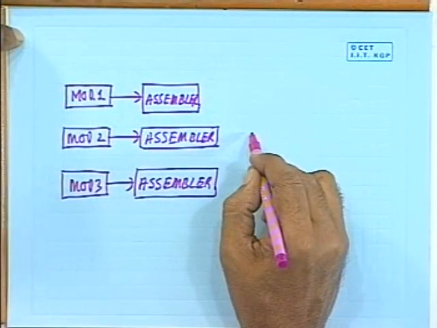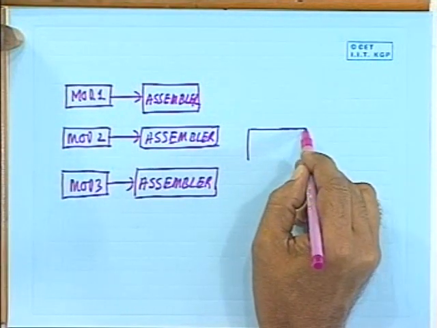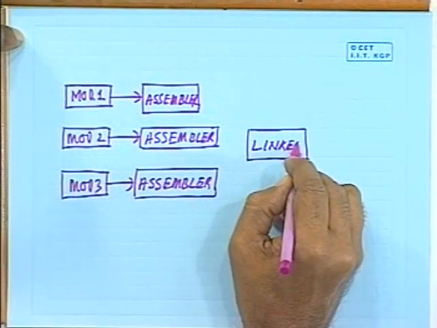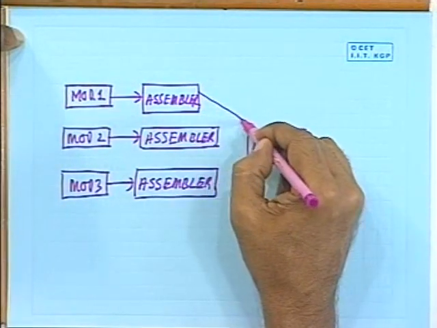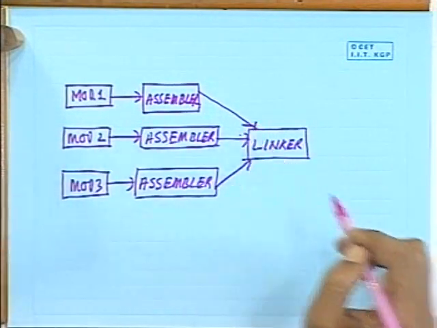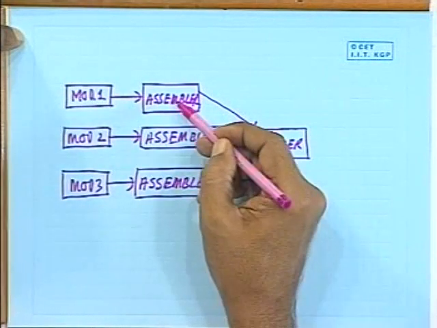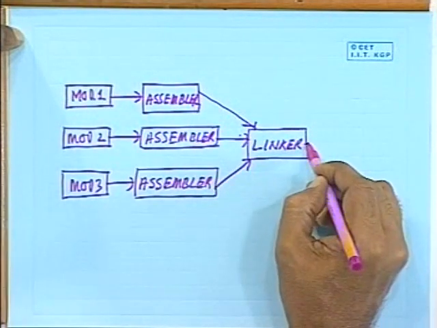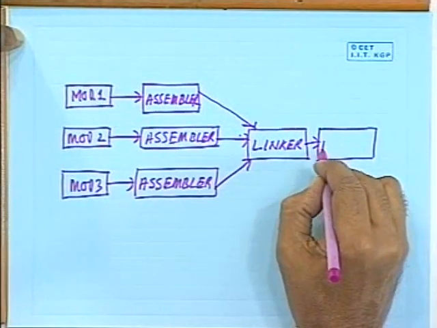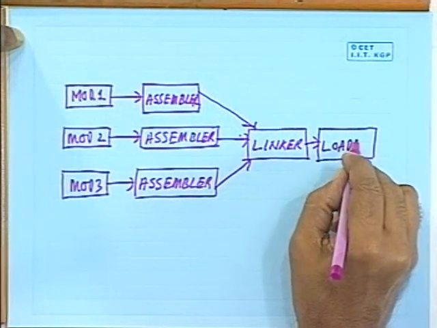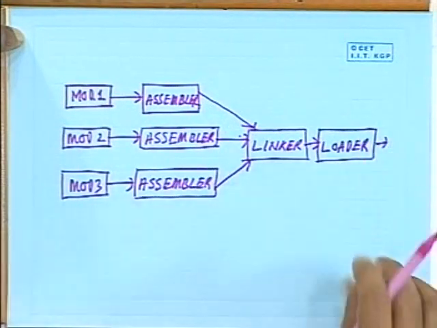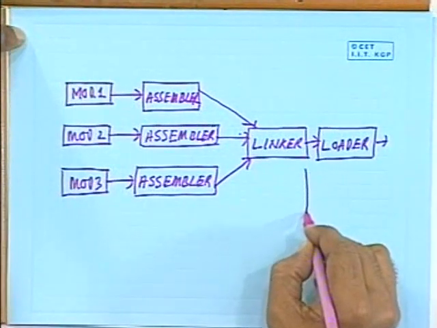Then the assembled program is linked with the help of a linker. The symbolic addresses generated by each of these assemblers will be linked with the help of a linker. And after all these programs are linked together, it will be loaded by another piece of software known as loader. After this is done, the object code that is generated will be loaded in the main memory.